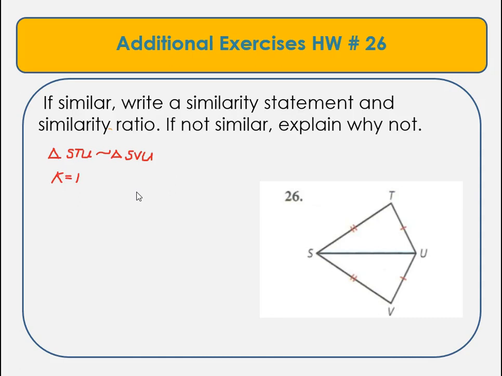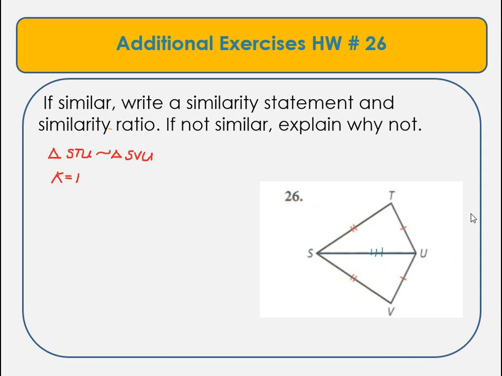And sorry, one more homework exercise. This is number 26. If similar, write a similarity statement and similarity ratio. If not similar, explain why not. Well, let's take a look at these two triangles. First of all, they both share side SU. They both have congruent sides UT and UV, and they both have congruent sides ST and SV.